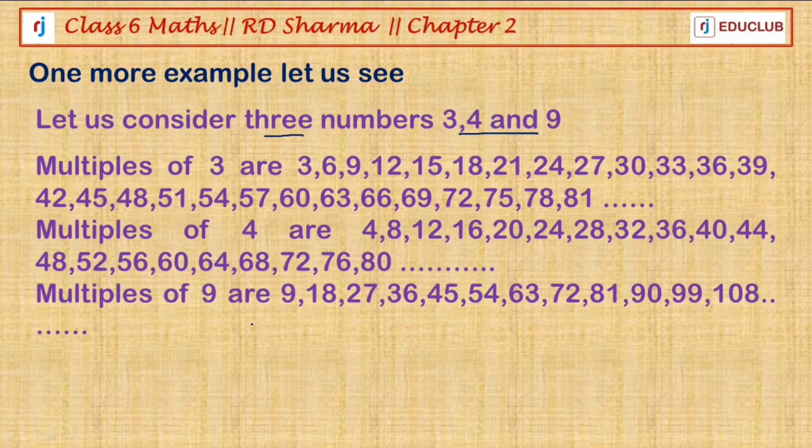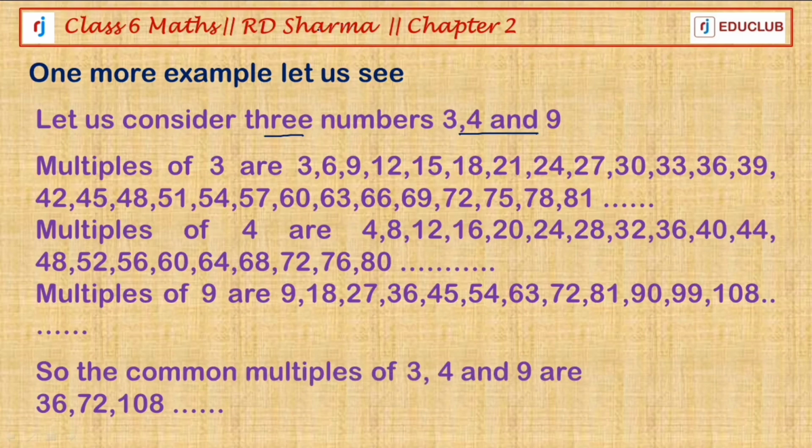Similarly, the multiples of 9 are 9, 18, 27, 36, 45. We multiply it by any natural numbers. So, we will now find the common multiples of these numbers. Let us see what the common multiples are. Look, from here 3 is not there, 6 is not there, 9 is not there, 12 is there but it is not there in the third number. Similarly, 15 is there, here it is not there.